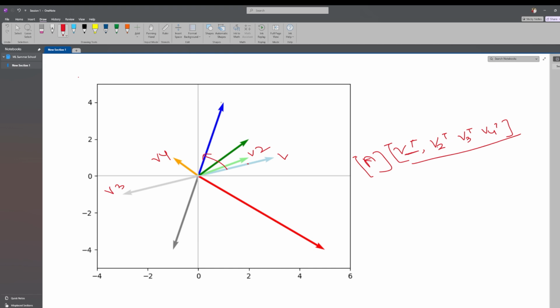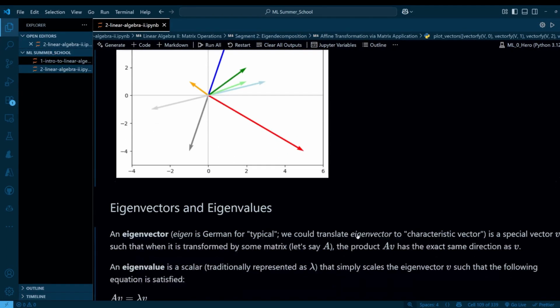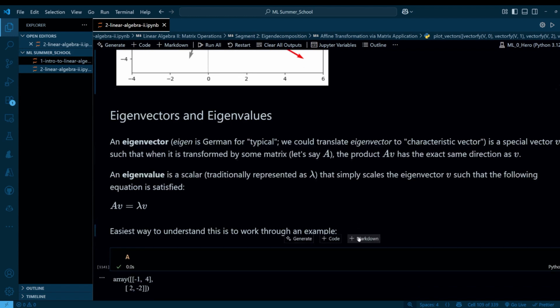Now this is our AV, and this is our AV2. This is our AV3, and this is our AV4. So this is how it impacts, this is how it changes in the real world, when we solve the problem. Okay, now talking about eigenvectors and eigenvalues, as mentioned, we have seen that earlier, right?